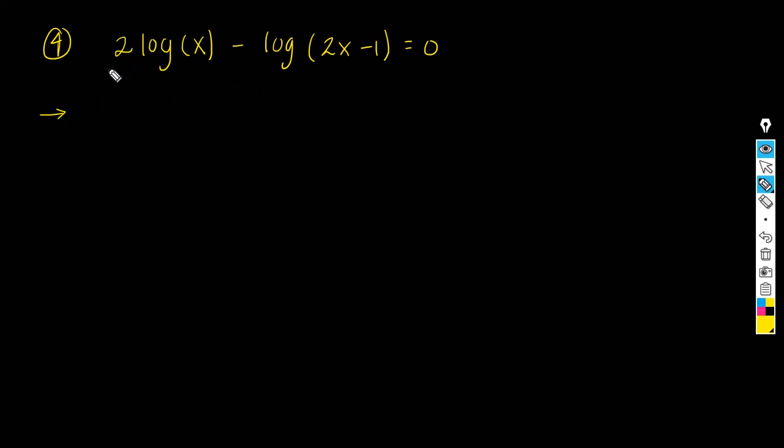First, look at this part. How can I simplify this? How can I use one of my properties to change this? Okay, look at property number 6. Property number 6 is this one.